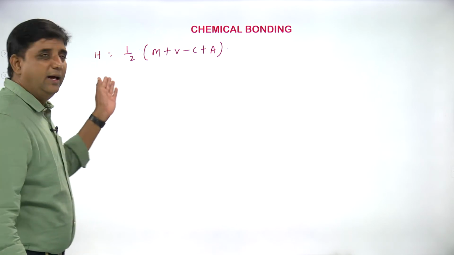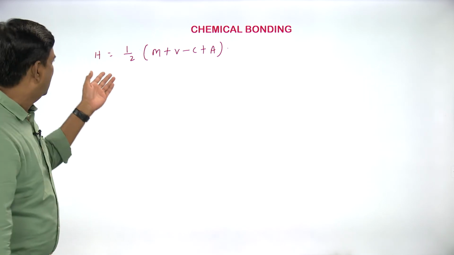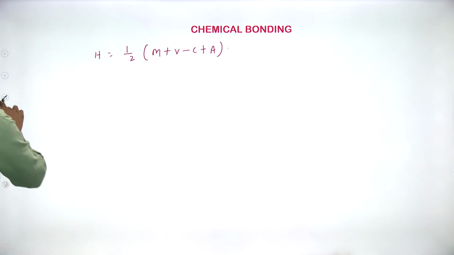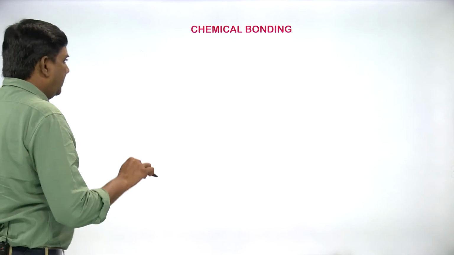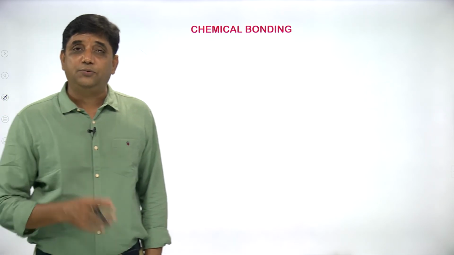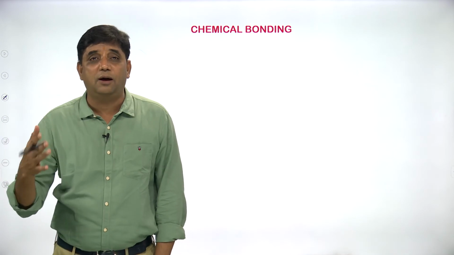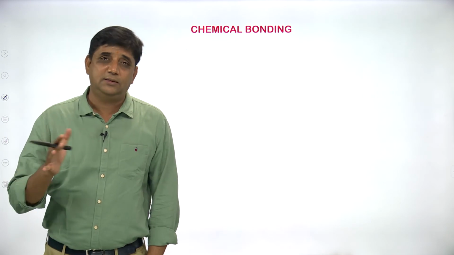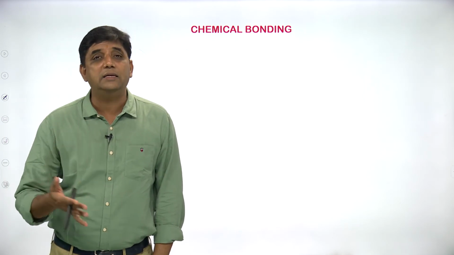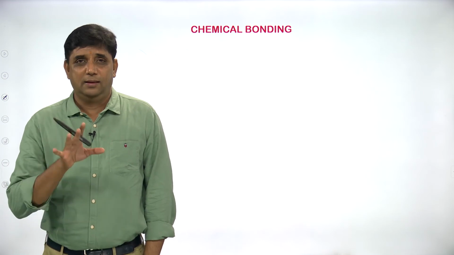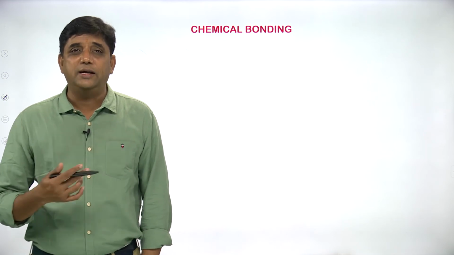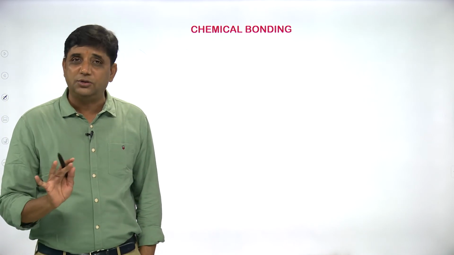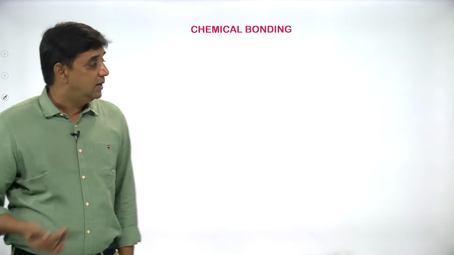Just remember this, H is equal to half into M plus V minus C plus A, but don't use this. Better than this, we have another formula, I will tell you. In this third technique, the first technique is H is equal to A plus half into Z minus V. There the advantage is you can find out the number of bond pairs, number of lone pairs, as well as hybridization. The formula half into M plus V minus C plus A will also be useful up to some extent, but this other one is a wonderful technique.